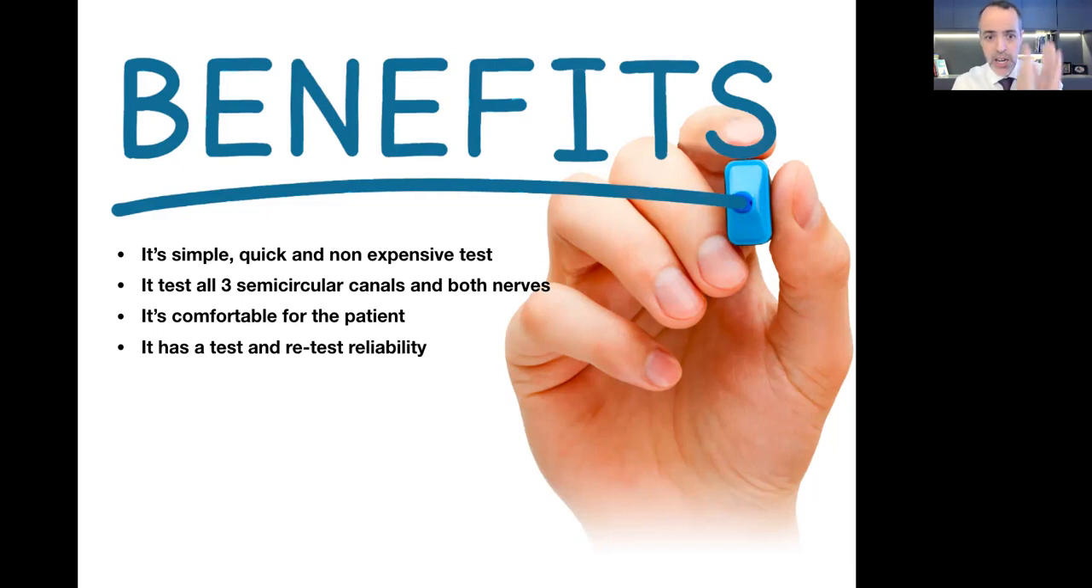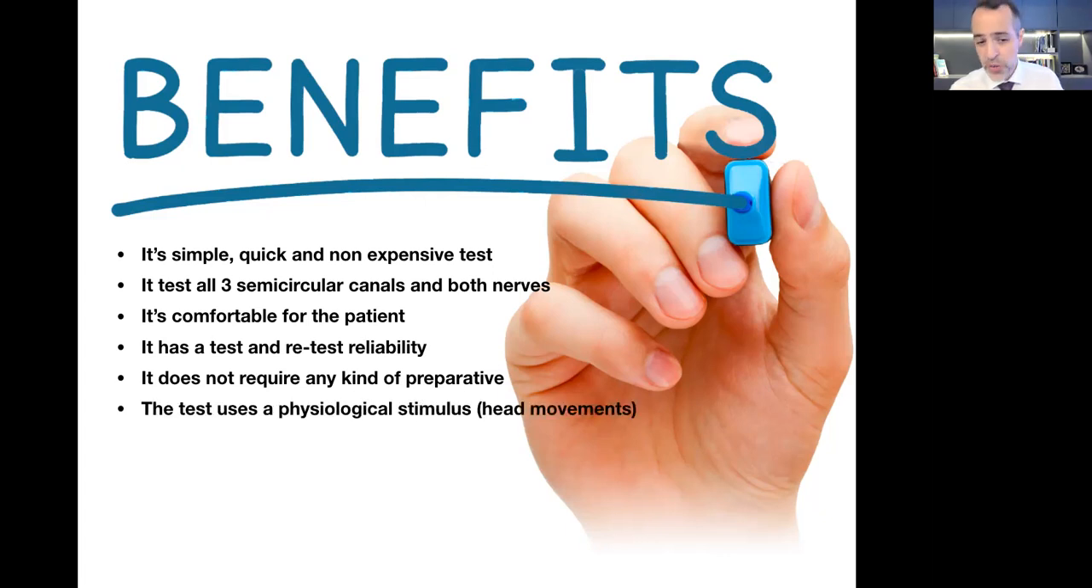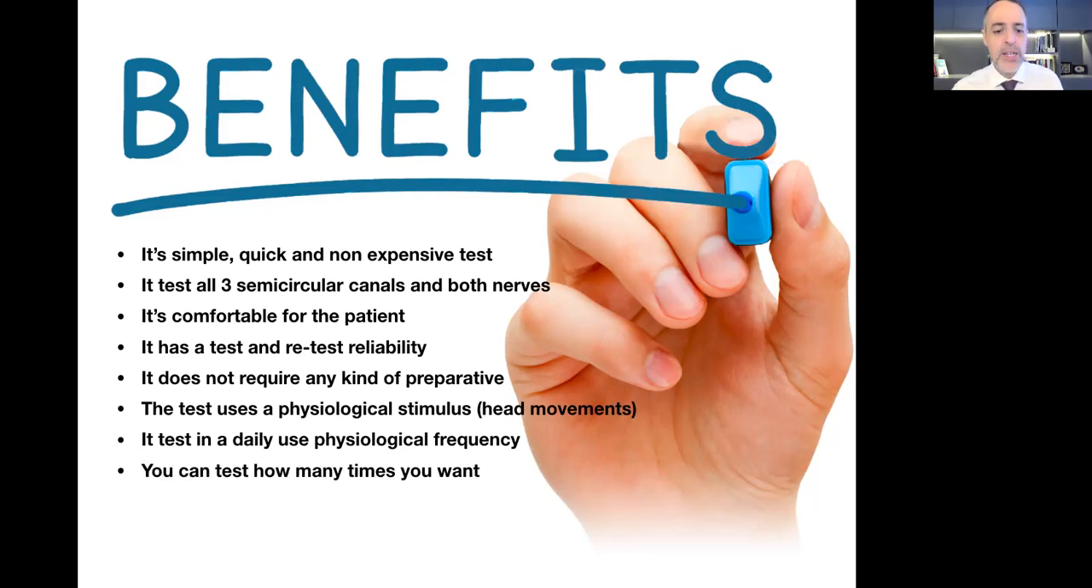It has test and retest reliability, which is great. I mean, you can have one patient and you do the same test many times and you're going to have the same results. It does not require any kind of preparation for the test. You use a physiological stimulus, which is basically the head movements. It's a test that uses the physiological frequency of head movement. You can test as many times as you want. I mean, it's good when you have patients with vestibular neuritis, you can do tests in the acute phase, at 1 week, 1 month, 3 months, and you can do it many times. The patient will not complain about that.